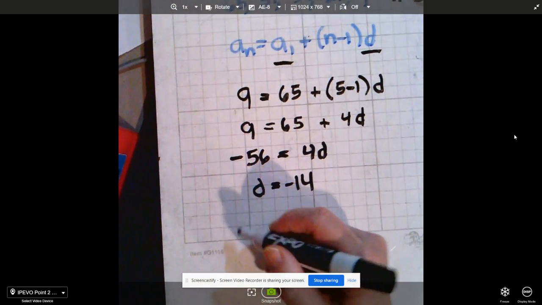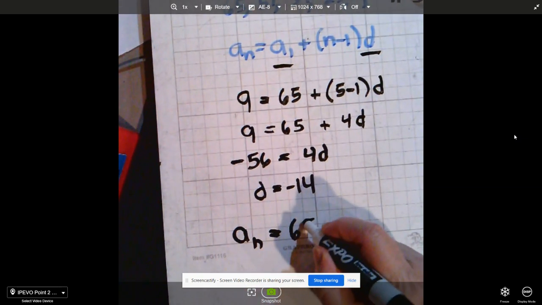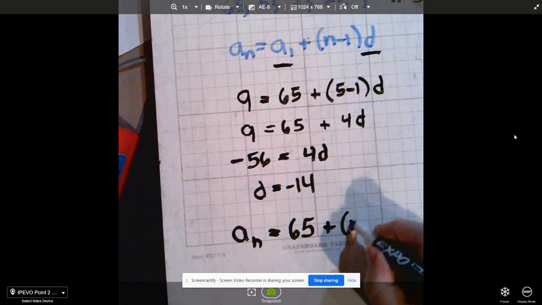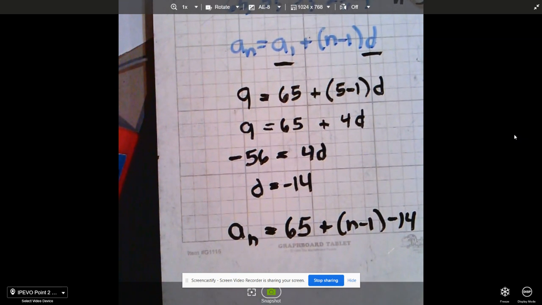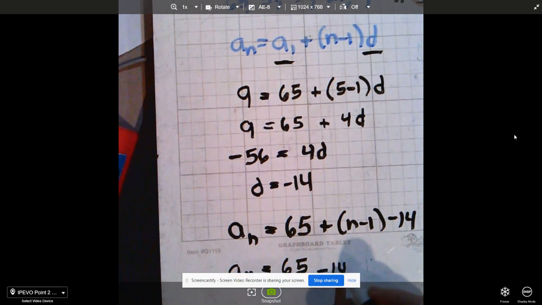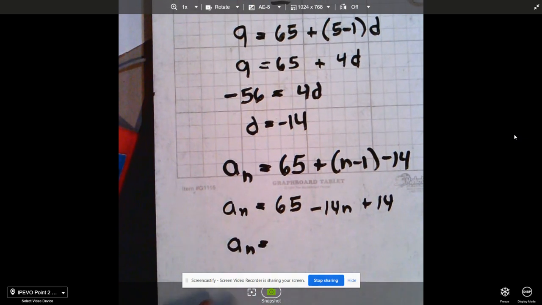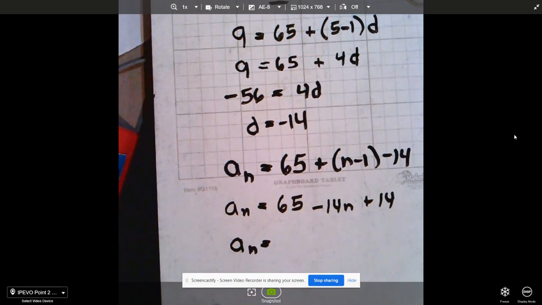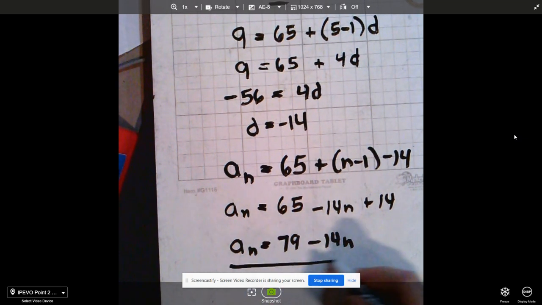But it asked us to write a rule. So the rule is AN equals A1. Well, A1 is 65 plus N minus 1 times negative 14. Well, let's simplify this. So let's go ahead and distribute that negative 14. So I have 65 minus 14, and a negative times a negative would be a positive. So AN equals, I'm going to combine like terms, so 65 and 14 would be 79 minus 14N. And there is my rule.